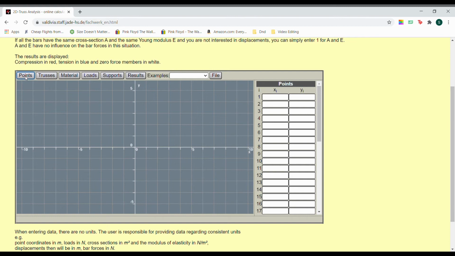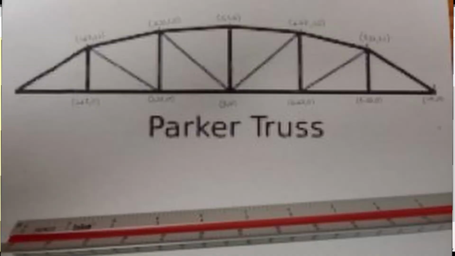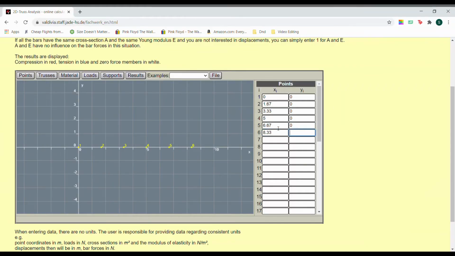You can read the stuff up here, but you come down here basically, and then you start off by just working left to right. I'm going to put in my points, so just hang tight. And I calculated these off of, I printed off a Parker truss on a piece of paper, and then I just measured using a ruler, so this is what I'm getting them from. They're rounded, but that's okay.